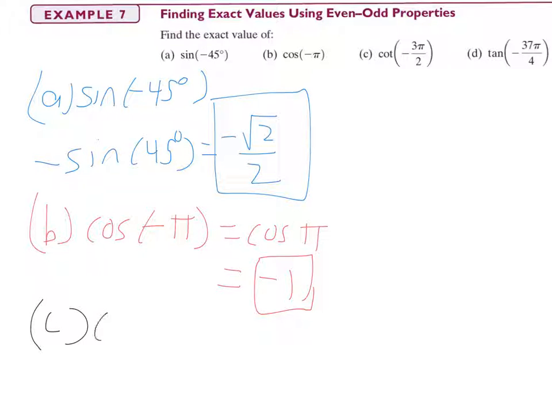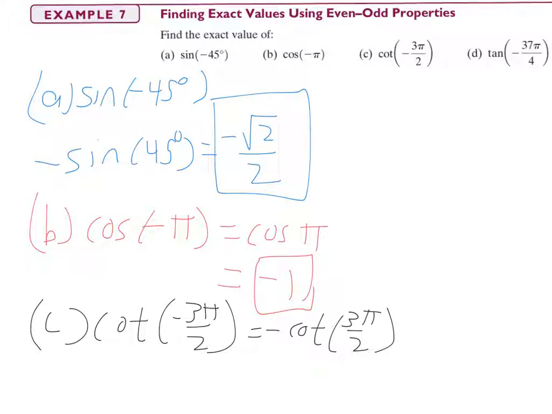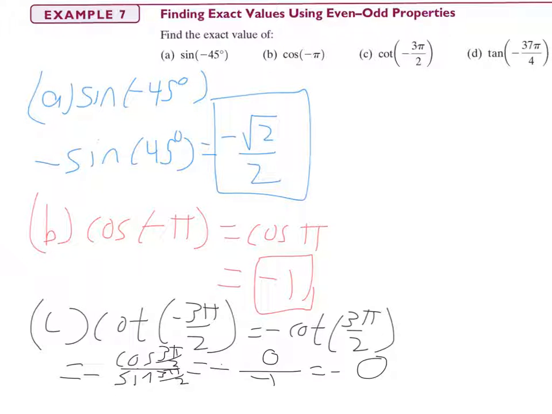Part C, we have cotangent of negative 3 pi over 2. That'd be negative cotangent of 3 pi over 2, which is just negative cosine over sine of 3 pi over 2. Alright, and I believe cosine at 3 pi over 2 is 0, sine is negative 1, so 0 over negative 1 is just 0. Yes, you have the negative sign in front, but negative 0 is still just 0.